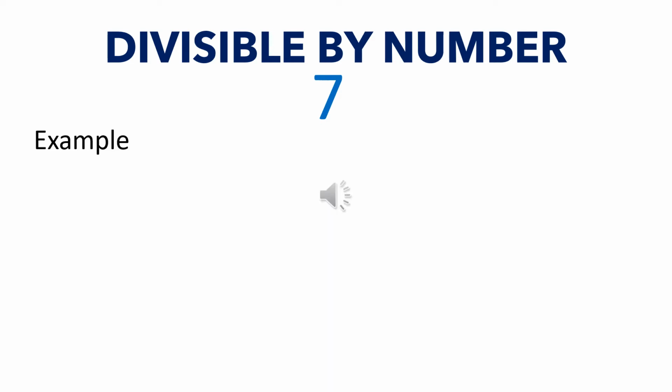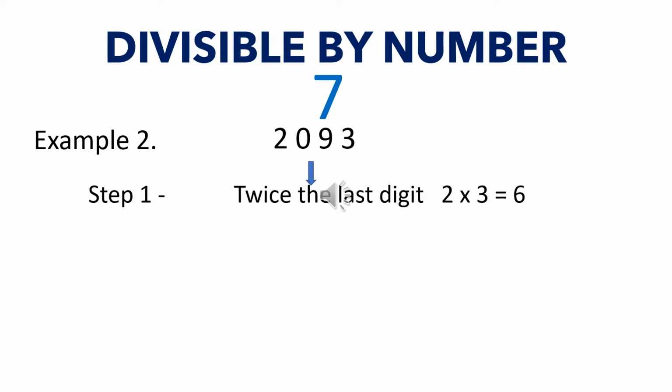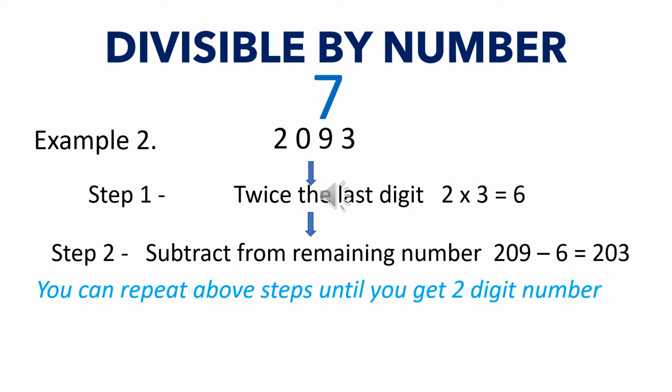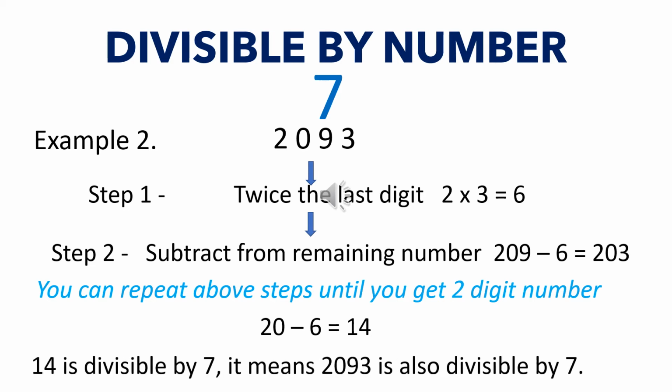Let's look into another example for understanding the divisibility rule for 7. Number 2093. Step 1. Twice the last digit, that is 6. Step 2. Subtract from the remaining number, that is 209 minus 6 equals 203. We can repeat these two steps until we get a two-digit number. That is 20 minus 6 equals 14. Now we know 14 is divisible by 7, so the number 2093 is divisible by 7.